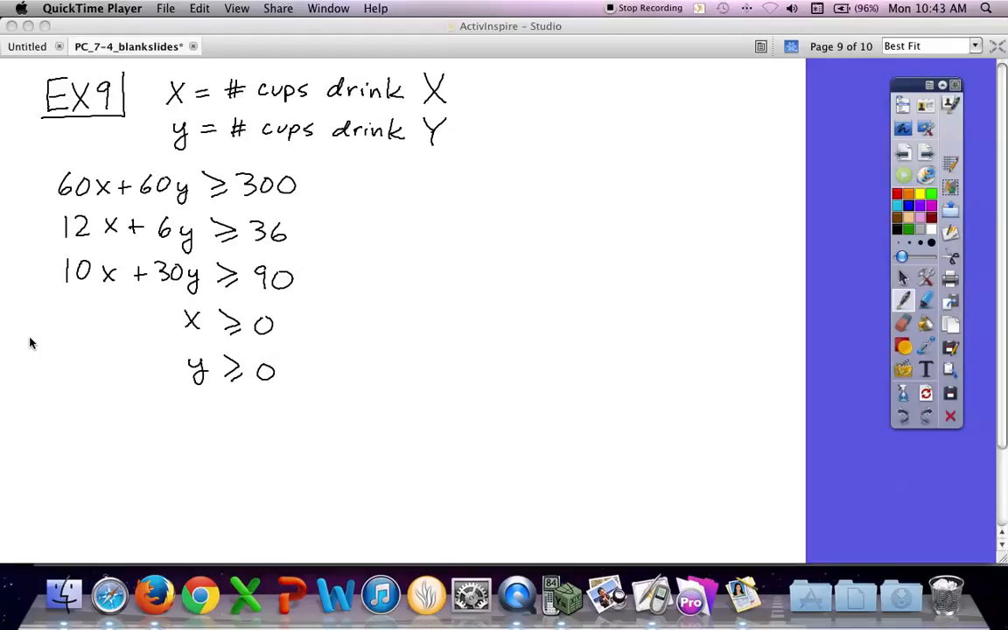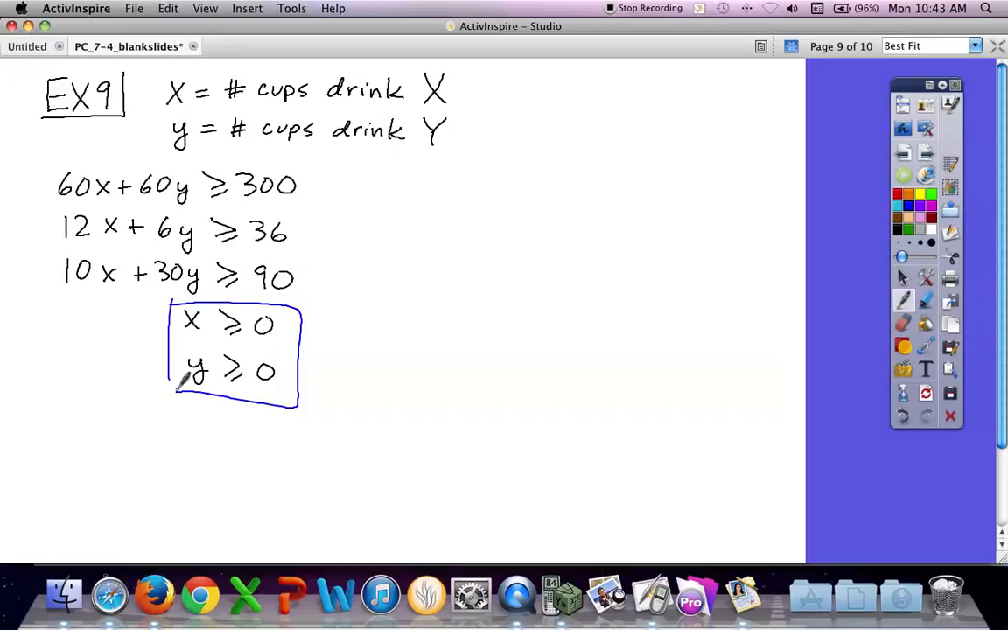And most of the time when you see these at the end, which you almost always do in these kinds of problems, all it's telling you is we're not going to be dealing with negative amounts of cups of drink X or drink Y. We're only dealing with positive quantities. But what do these tell us in terms of our graph? Because we know we're going to have to graph these things. Well, it's telling you you're in the first quadrant. So we're not interested in any other quadrants. X is greater than 0, Y is greater than 0. That's the first quadrant. That's all we're interested in.